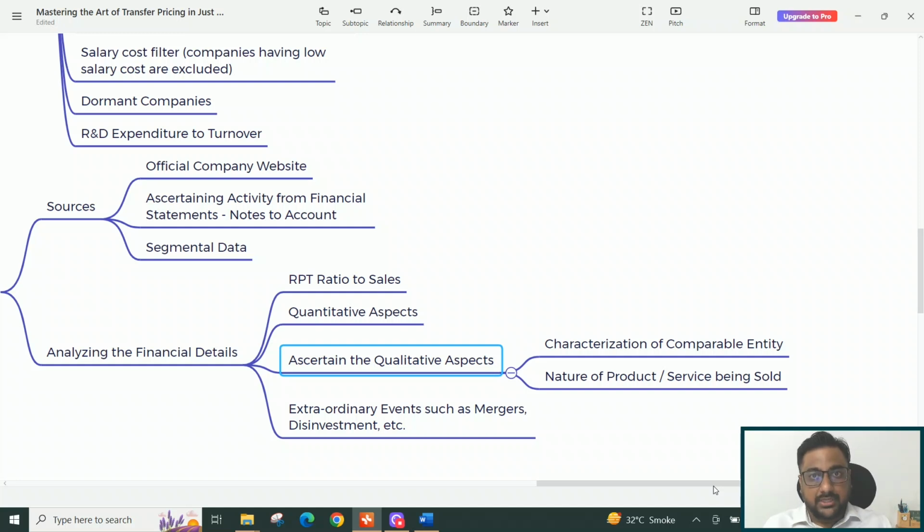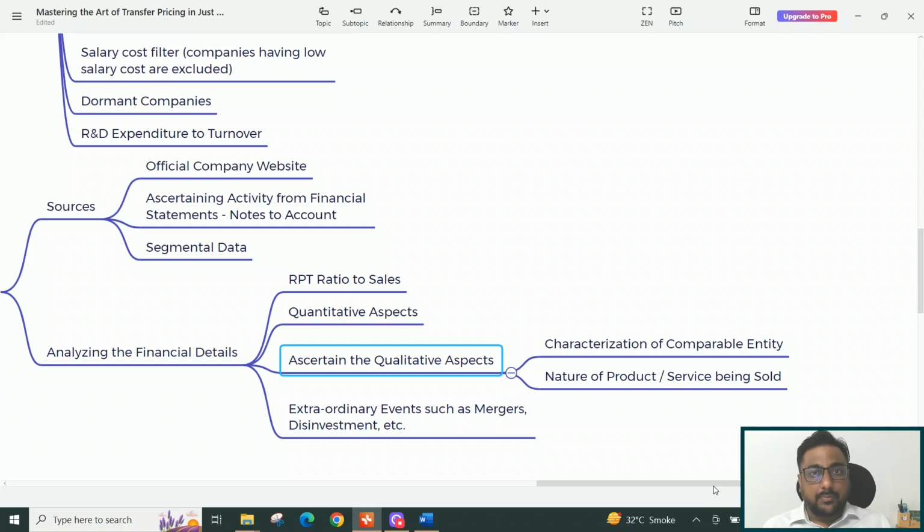It need not match the activities exactly, but broadly it should match the activities which your tested party is undertaking. The reason I have written characterization is that if your tested party is engaged in trading, wholesaling or distribution activity, you cannot compare it with a manufacturing entity engaged in manufacturing that particular product. The products could be the same, whatever products are being sold or distributed by the tested party, and whatever products are being sold by this particular company.